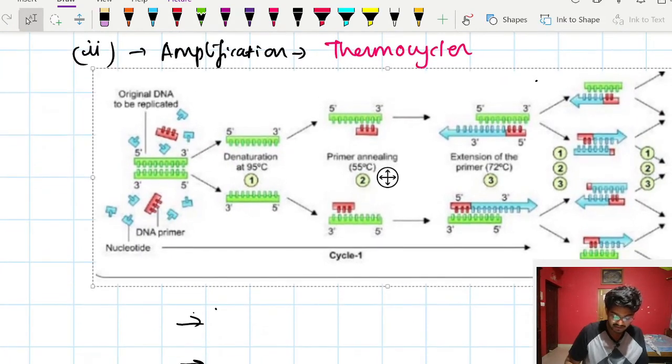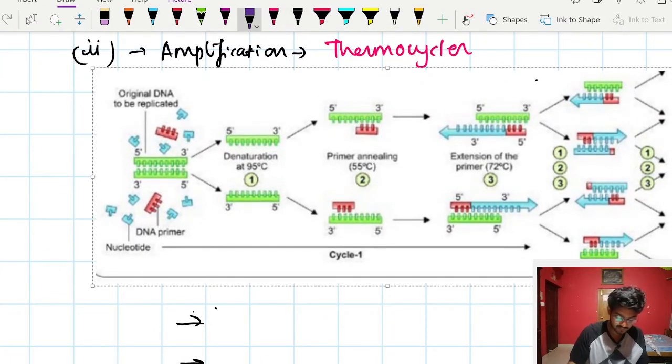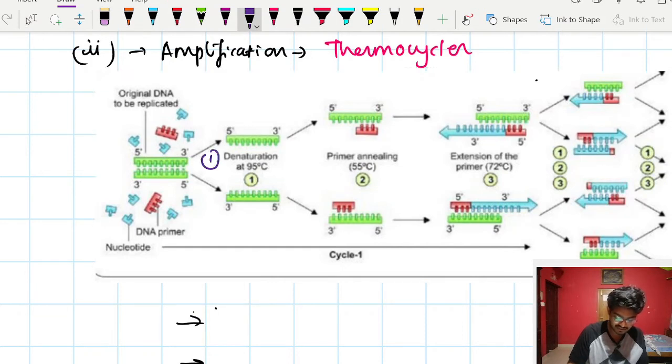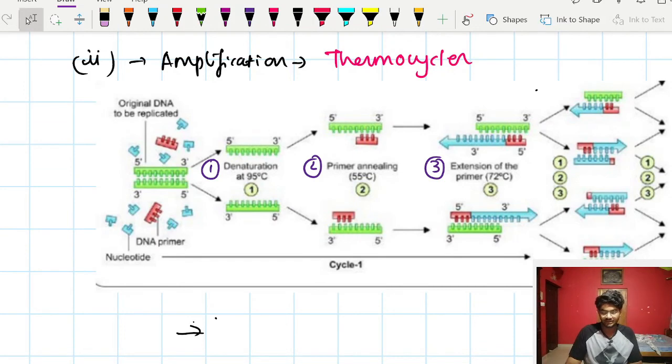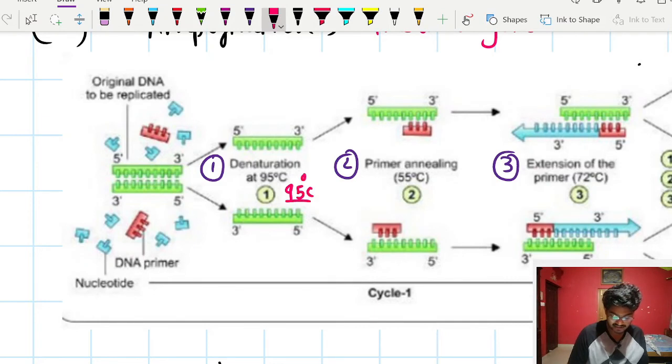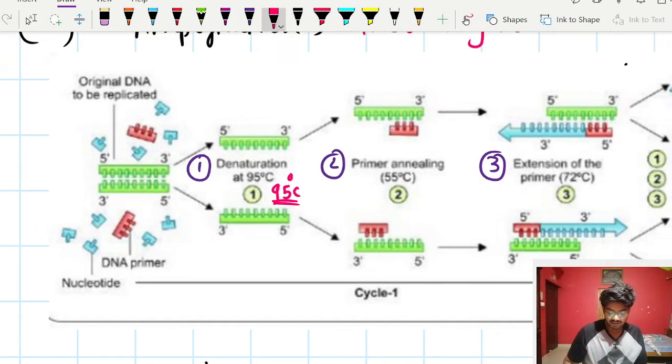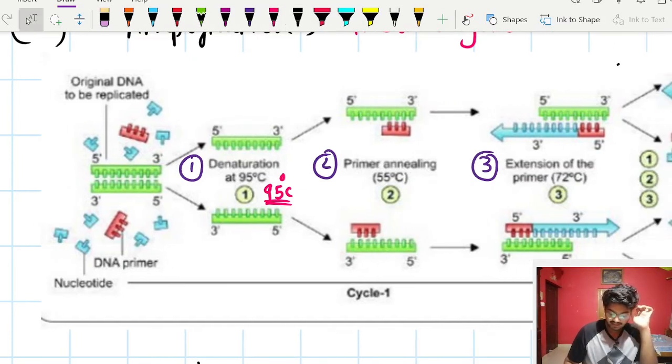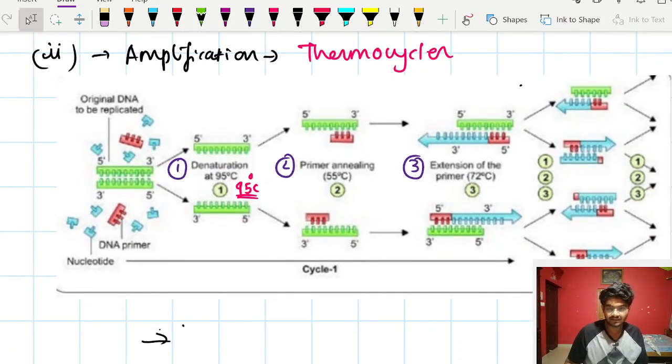In amplification there are three procedures. First is denaturation, then primer annealing, then extension. So what happens in denaturation? We provide a temperature of 95 degrees Celsius. Both the DNA strands will detach from each other. So there will be denaturation, and after that we provide a specific primer, that means a primer that is specific for the pathogenic gene.